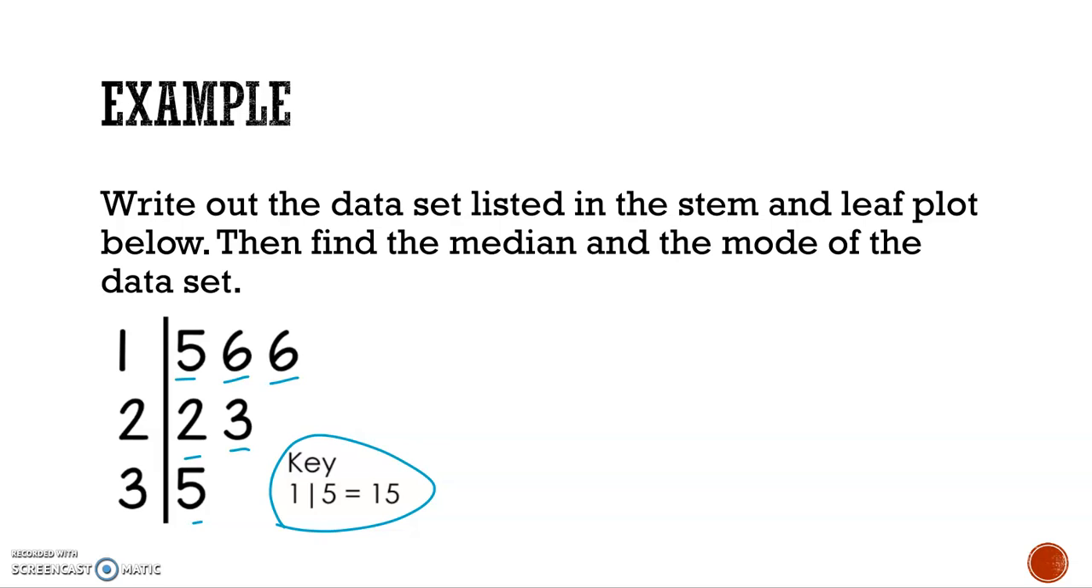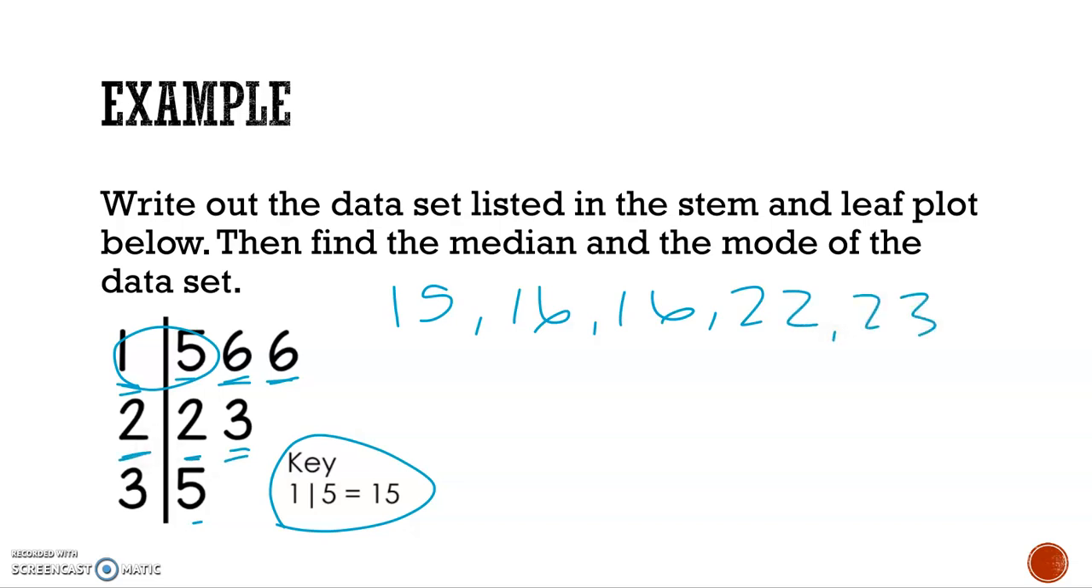If I were to write out the data below, I would have the number 15 from the 1 and the 5, the number 16 from the 1 and the 6, and then another 16 from the 1 and the 6. Then I have a 22, 22, and then a 23 from the 2 and the 3, and my last number is the number 35. All right, so I took out all the numbers. You can see I've got 6 numbers and there were 6 leaves, so everything matches up.